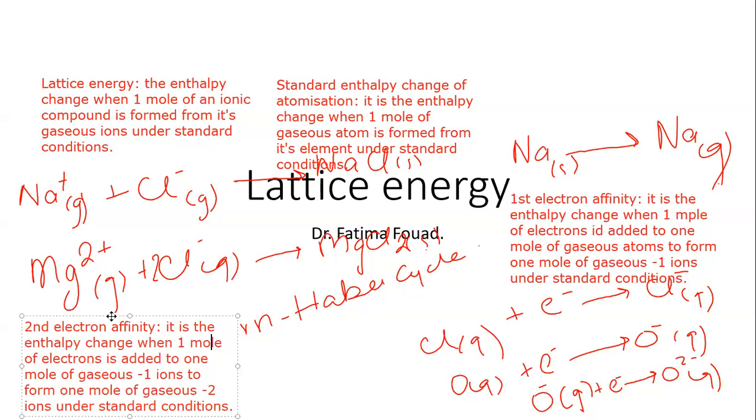And when I'm adding electrons, we generally add electrons to non-metals. So that is going to be your electron affinity. Electron affinity is the opposite of ionization. If you're removing electrons, we are ionizing it. If you're adding electrons, we are going towards electron affinity. Okay, got it.